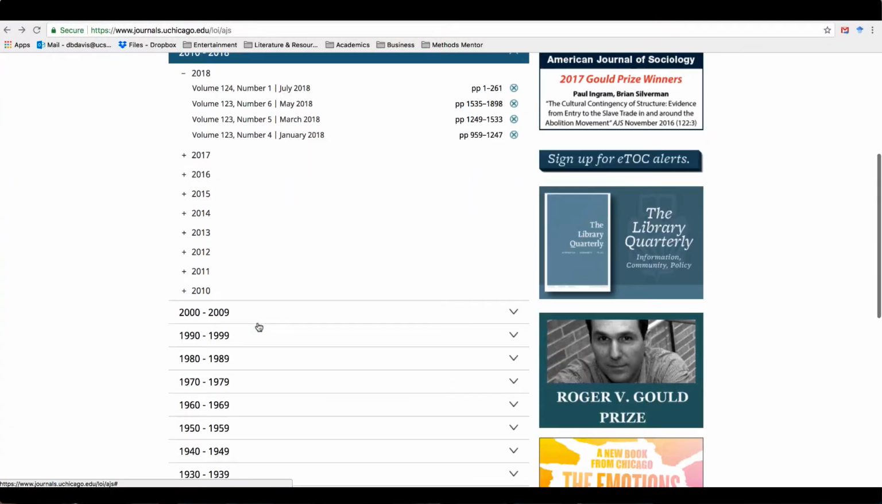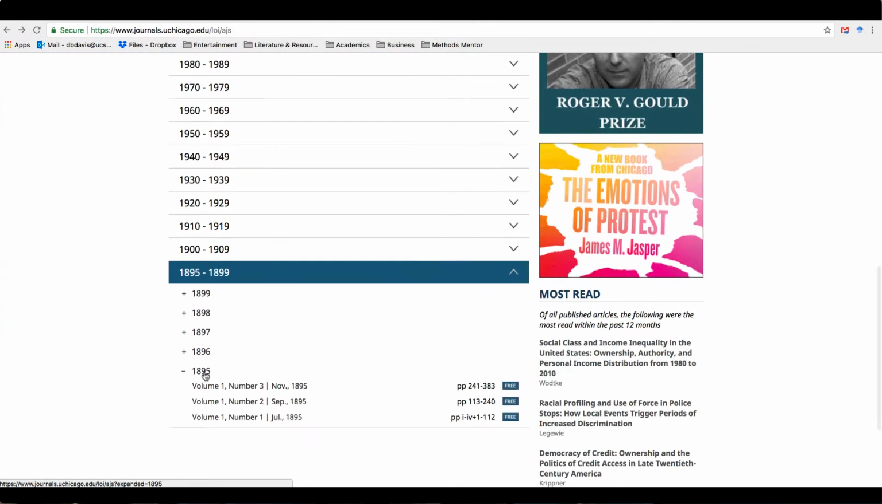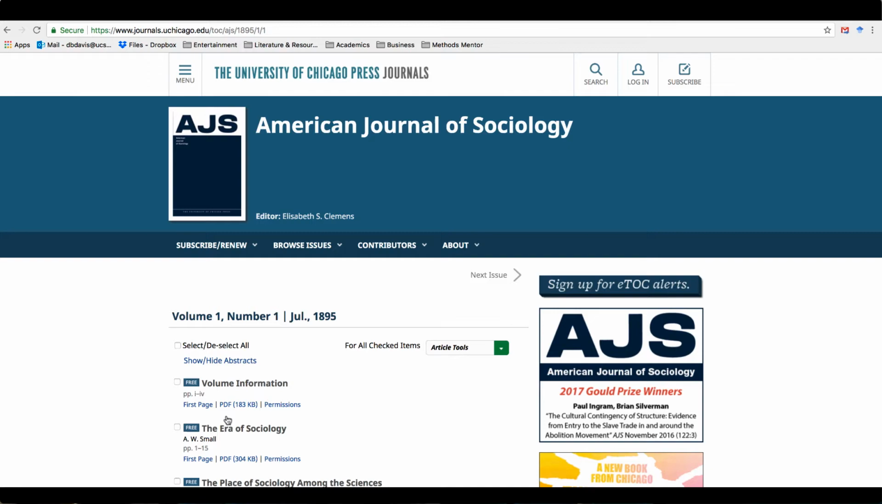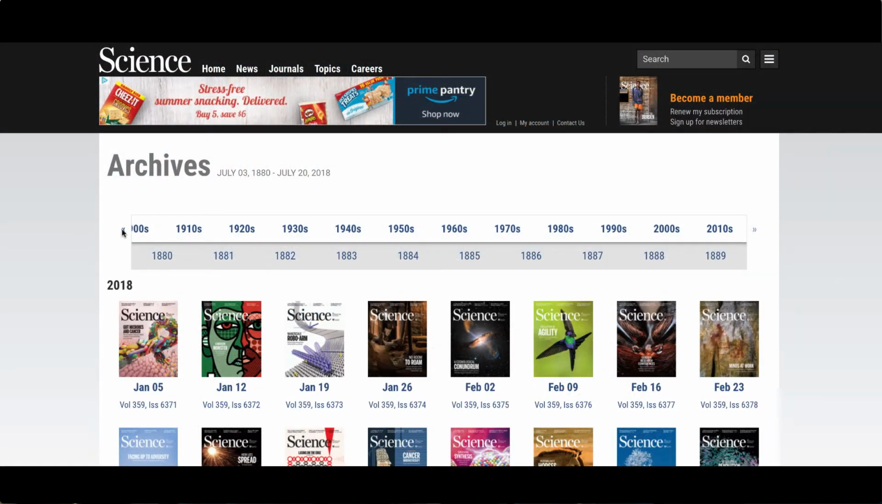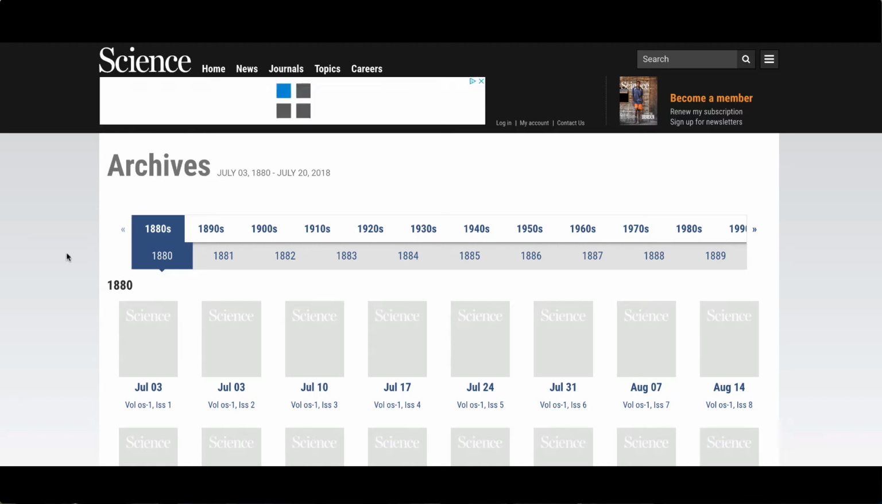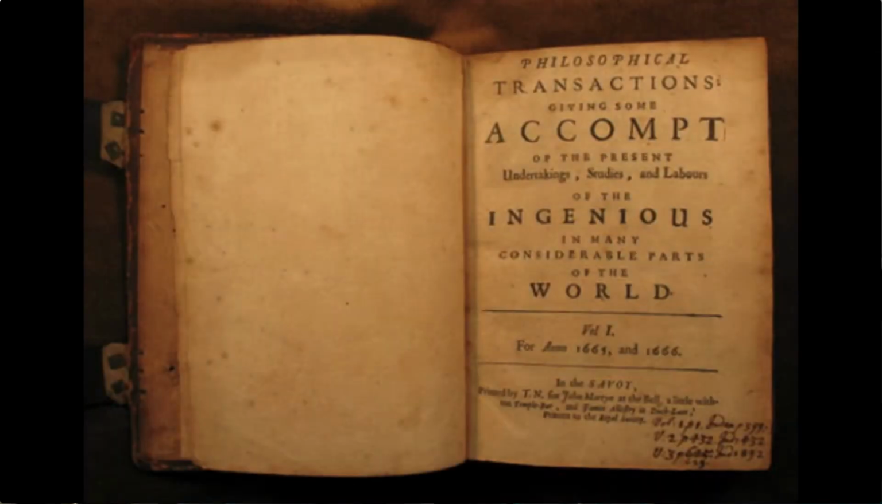And they've been around for a long time. In my field of sociology, we have the American Journal of Sociology, and it's been around since 1895. Or the Journal of Science, it's been around since 1880. And the oldest one is the Philosophical Transactions of the Royal Society, and it's been around since 1665. It has journal articles that were written by Benjamin Franklin and Isaac Newton.